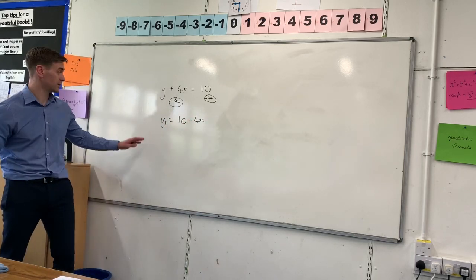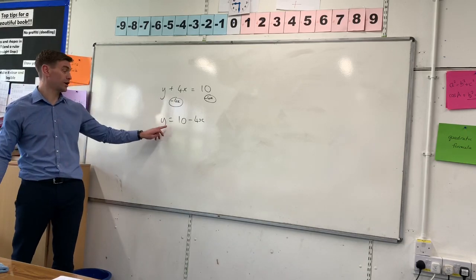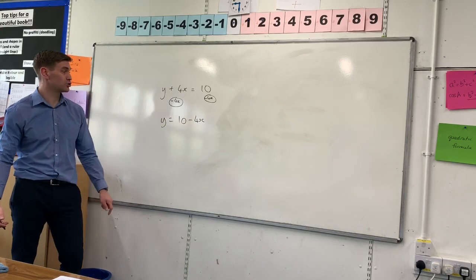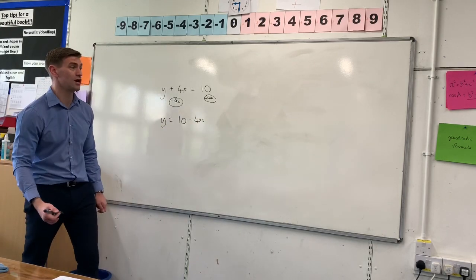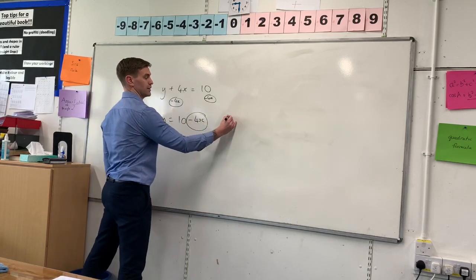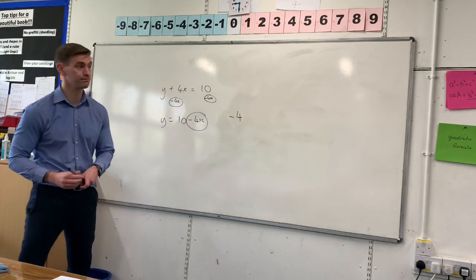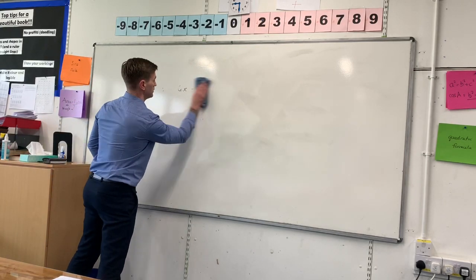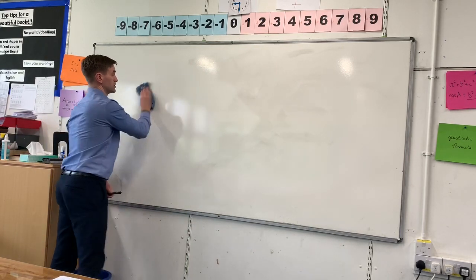So that now looks like the equation of a straight line because it's a y equals. Okay, so y equals 10 minus 4x. And the gradient is what we're looking for. Yep, and the gradient is always next to the x. So the gradient is going to be minus 4. Well done. It's just minus 4.